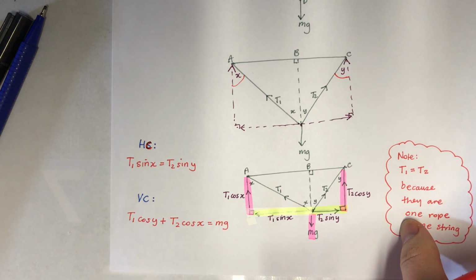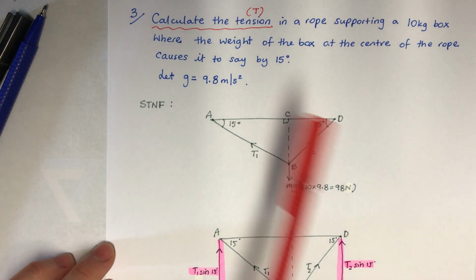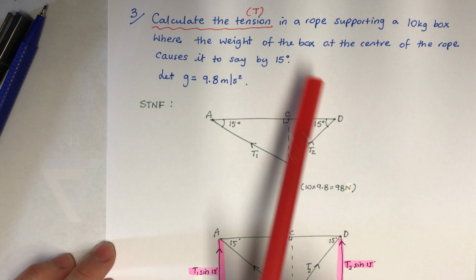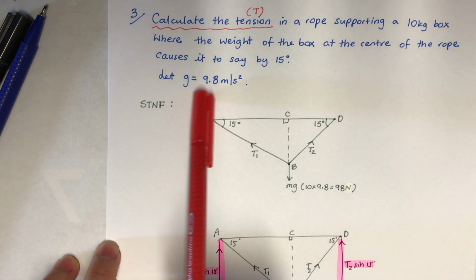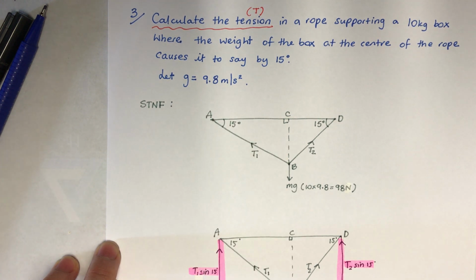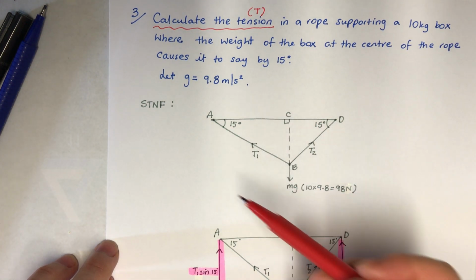Okay. So now knowing all that, question 3, let's have a look. Calculate a tension T in a rope. So it's one rope here. So all the same rope supporting a 10 kilograms box, where the weight of the box at the center of the rope causes it to pull down to 15 degrees, and let gravity equal 9.8 meters per second squared. So I'm going to use this STINF. So sketch.